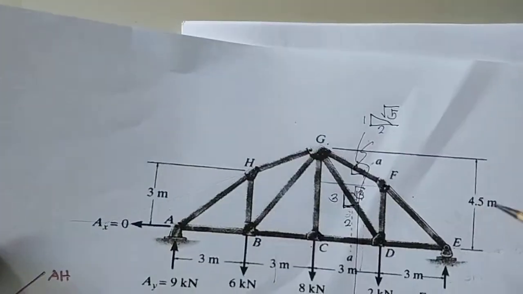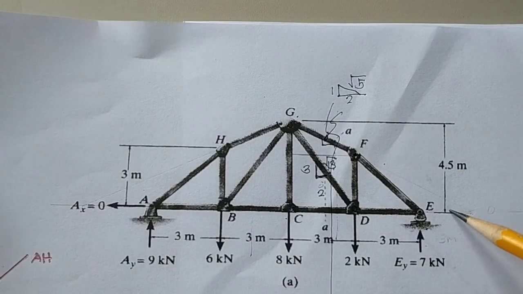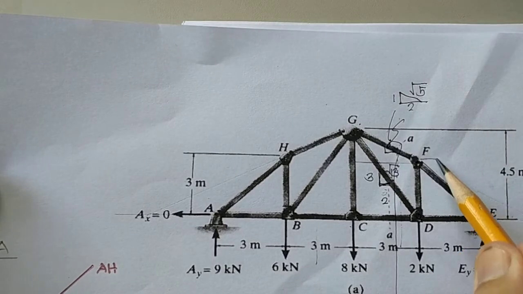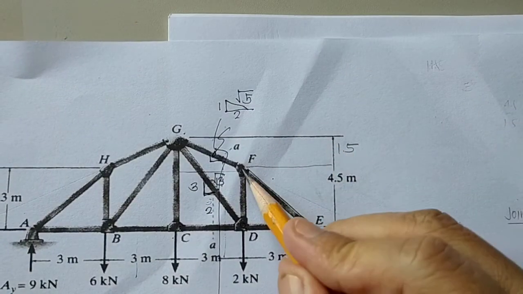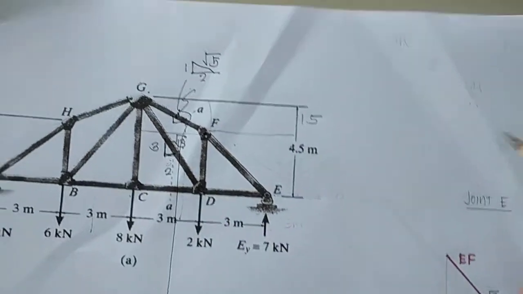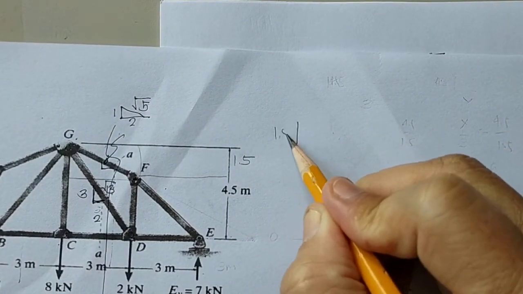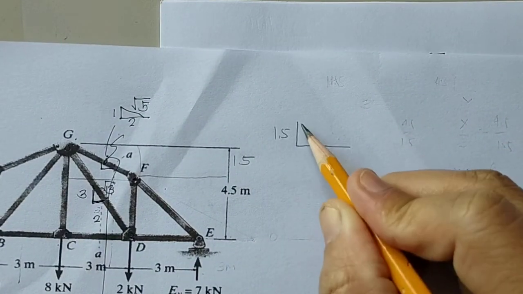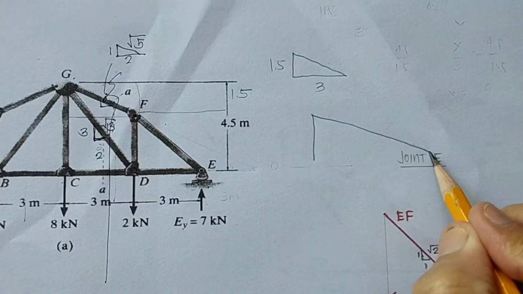Okay, because of the drawing, the height of the truss is 4.5 and up to this point is 3 meter. So we have the remaining 1.5 here from F to G vertically. So from this similar triangle, this is 1.5, then horizontal is 3 meter.